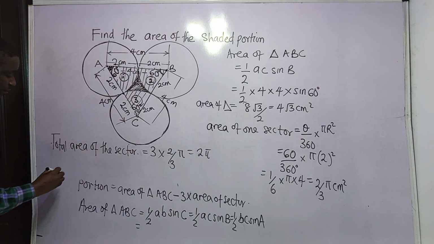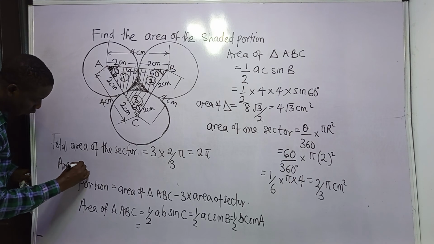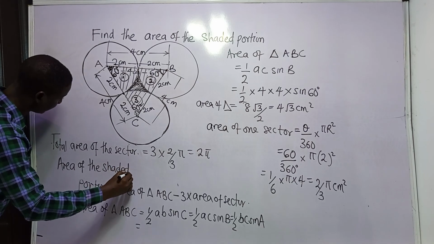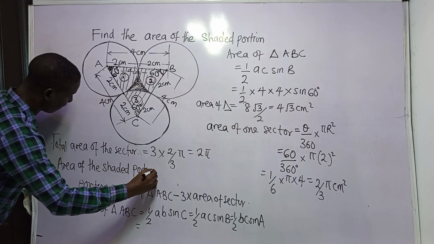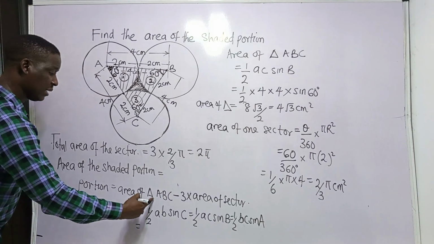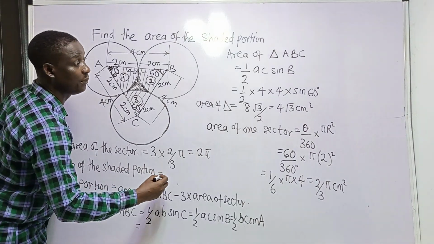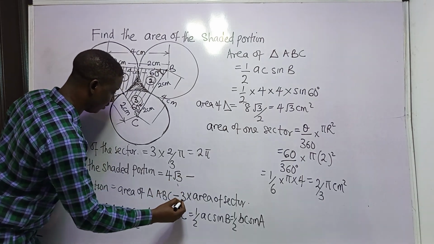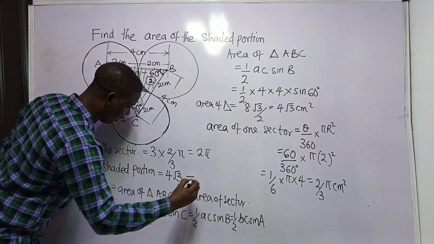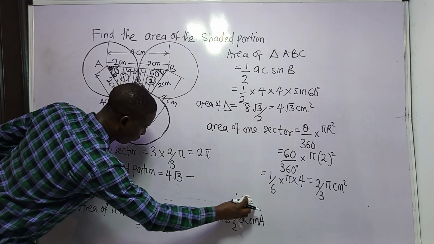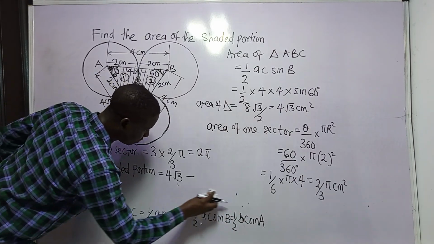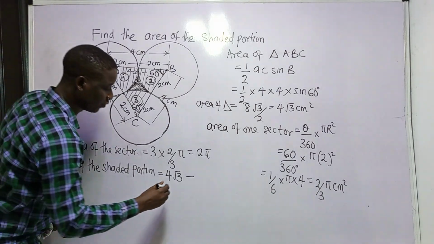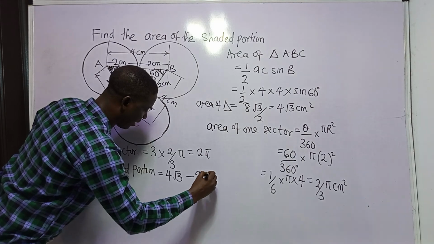Now, our final answer will be the area of the shaded portion, which will be equal to, look at the formula, the area of the triangle ABC. What's the area of the triangle ABC? 4 root 3, minus 3 times what we have gotten, which is, let me clean it so that I do not mix it up, this one now was 2 pi.